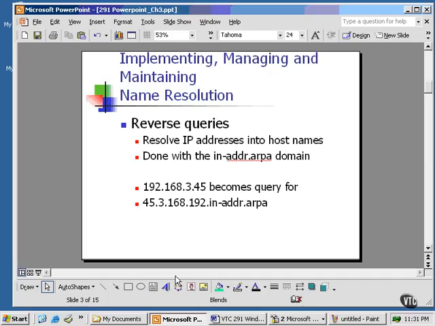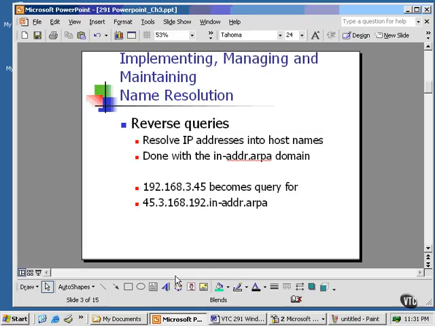A reverse query, as the name would imply, is just the opposite of a forward lookup query. Most of the time throughout this chapter and throughout your work with DNS, you're going to be concerned with configuring forward lookup zones, which resolve host names to IP addresses. Well, a reverse query resolves an IP address into a host name. Do humans use this very much?